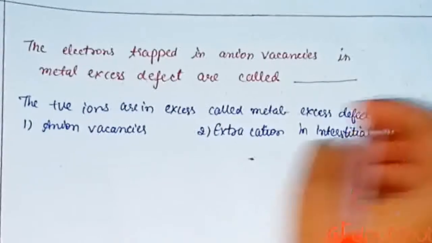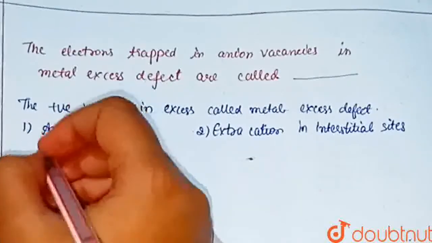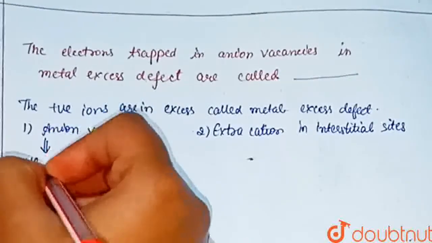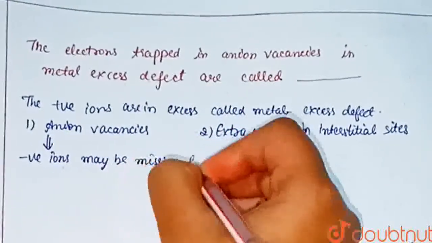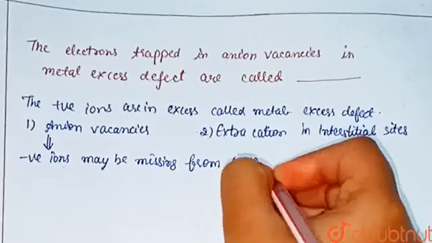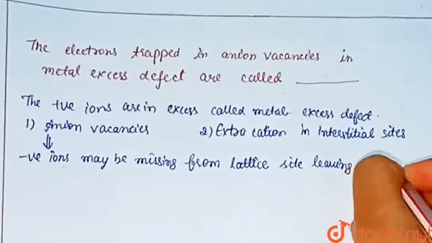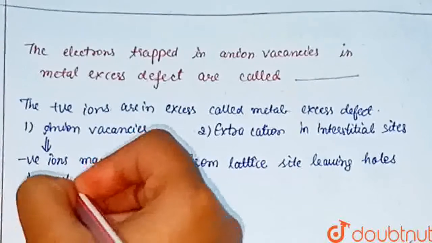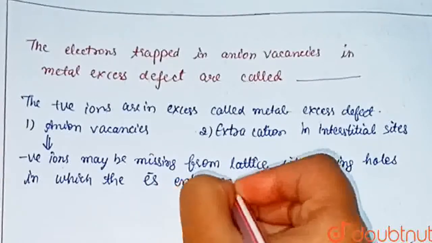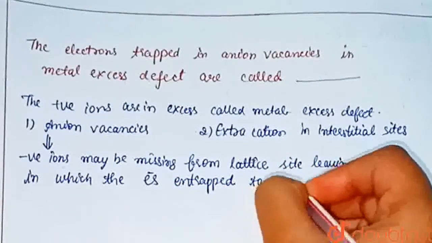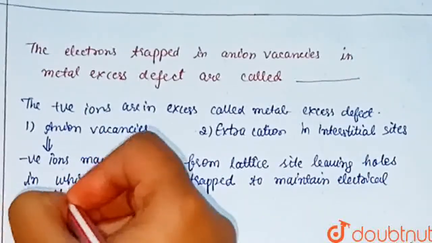Now here we know about that anion vacancy. So what is anion vacancy? Negative ions may be missing from the lattice site, leaving holes in which the electrons are entrapped to maintain electrical neutrality.